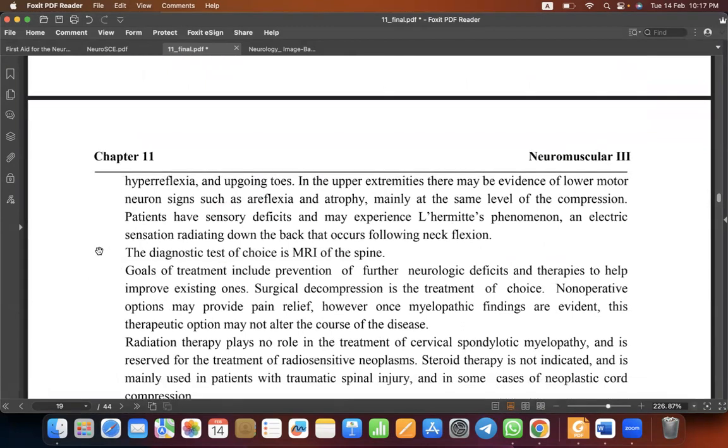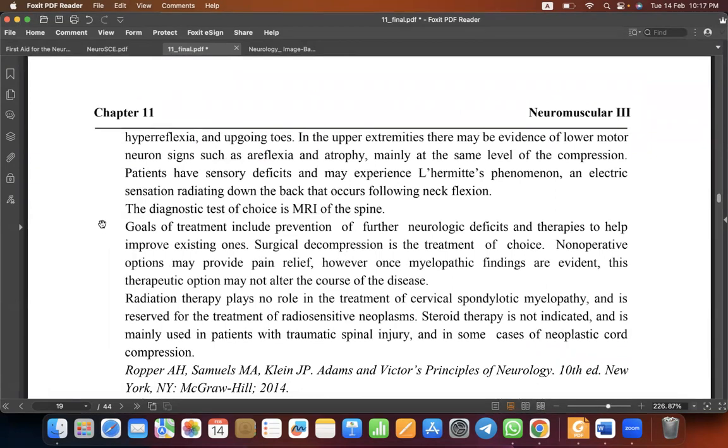The upper extremities may have lower motor neuron signs, areflexia, and atrophy. Okay, the patient may have some sensory sign, particularly whenever he is moving his neck, there is some electrical sensation that goes down the back. Okay, this condition is called Lhermitte sign. It is more positive in cervical myelopathy, B12 deficiency, or multiple sclerosis as well.